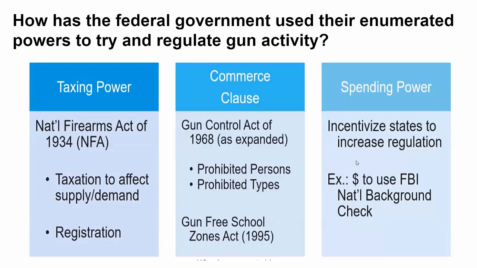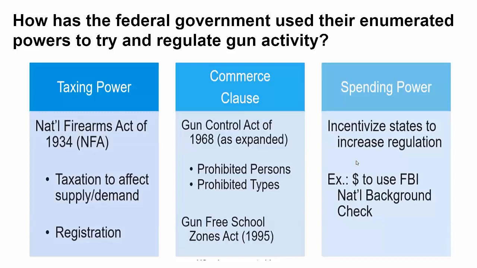So how does the federal government then use its powers to regulate gun activity when the courts have increasingly ruled that gun ownership is an individual right? Well, traditionally the federal government relies on some of its enumerated powers to try to regulate gun activity, and here are three good examples of powers they have previously used.